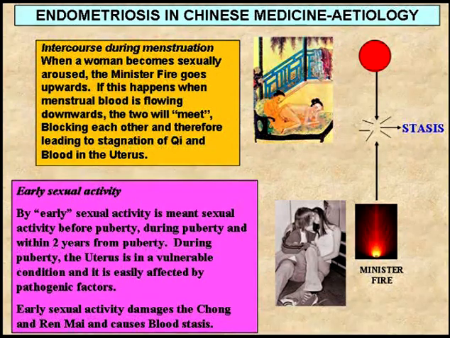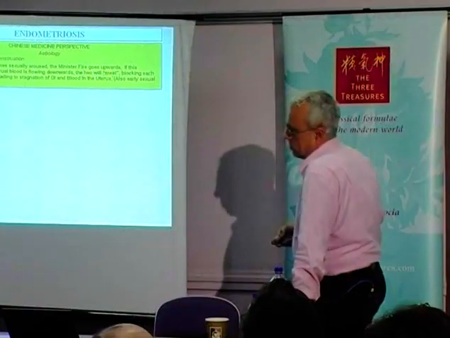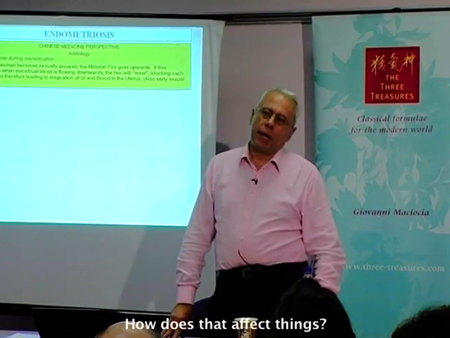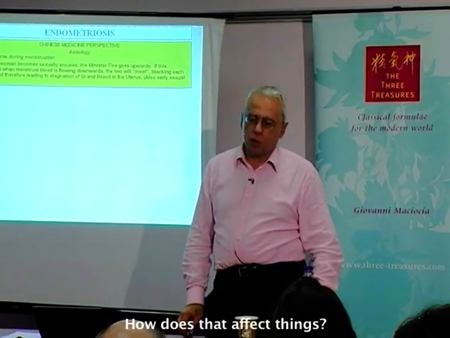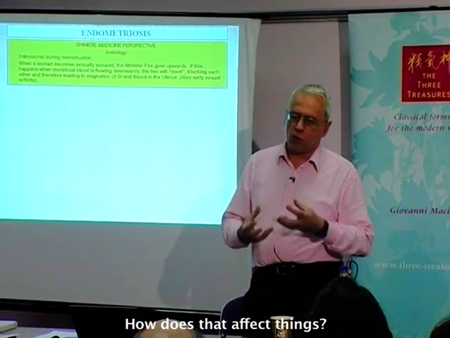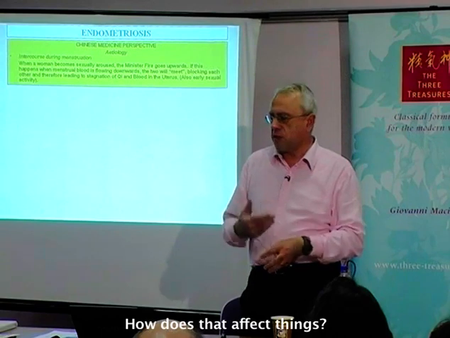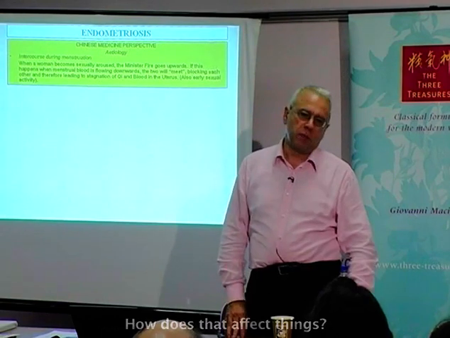So excessive sexual activity does not really apply to women, but the two main sexual causes of disease would be these two: intercourse during menstruation and early sexual activity. It damages Chong and Ren because at that time, during puberty, the uterus is in a vulnerable and changing condition. So it could create blood stasis, sometimes it could create dampness or phlegm, one of these.